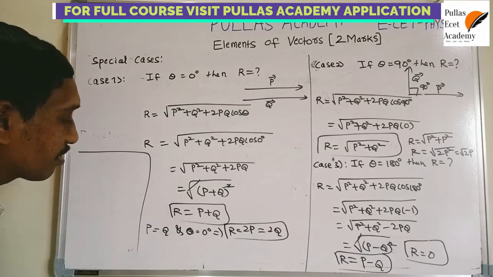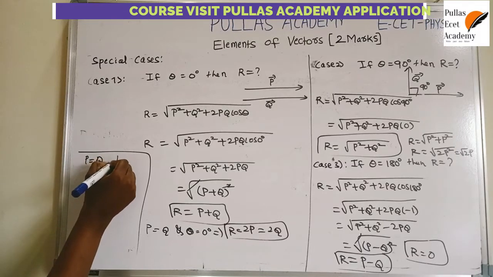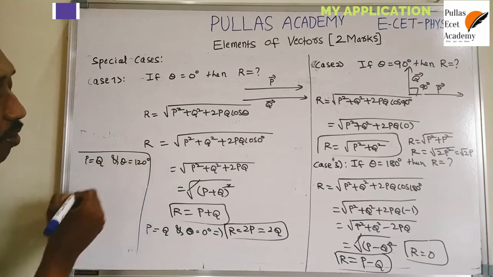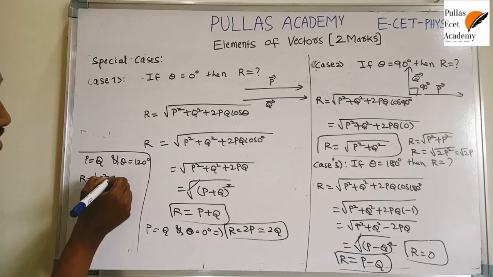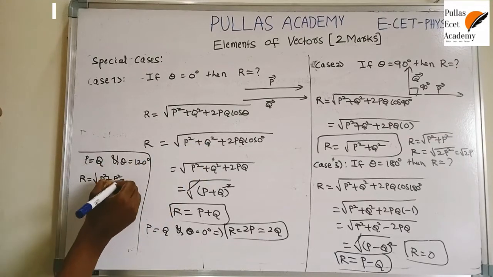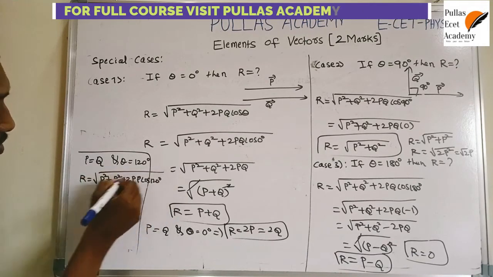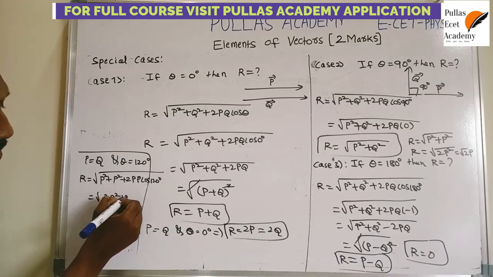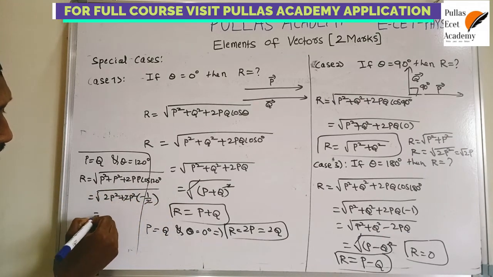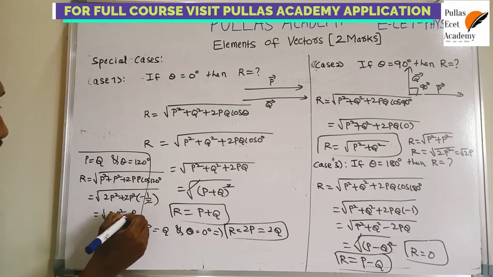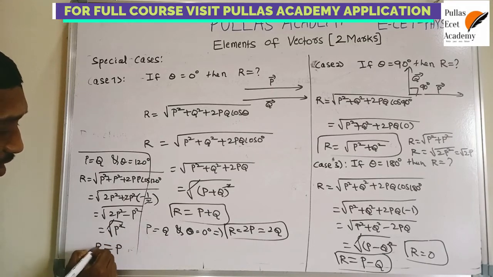One more important case here. If you have two equal vectors, suppose p is equal to q, and the angle theta is equal to 120 degree. What is the resultant? Here the resultant vector R is equal to under root of p square plus q square, instead of q write p square because these two are the same, then p into q, q again p, into cos 120 degree. If you simplify this, under root of 2p square plus 2p square into cos 120, which is minus 1 by 2. So these two cancel, under root of 2p square minus p square, which is p square. Root p square, square root cancel, p. That means R is equal to p, R is equal to q.